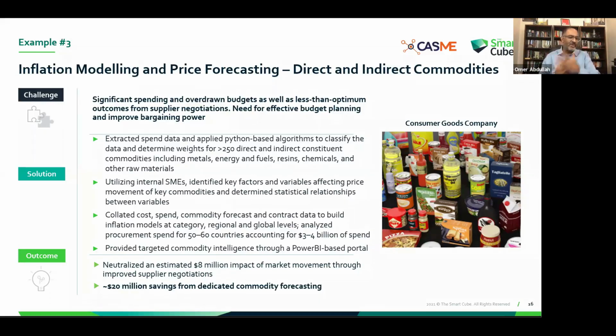And the impact here neutralized an estimated $8 million of impact of market movement through better negotiations. Yes, cost avoidance, that is a real thing. I do believe that. I know a lot of people don't believe that. But I do think in many environments, it's actually quite real. And then $20 million savings from dedicated commodity forecasting. So those are 3 examples of applying procurement analytics.